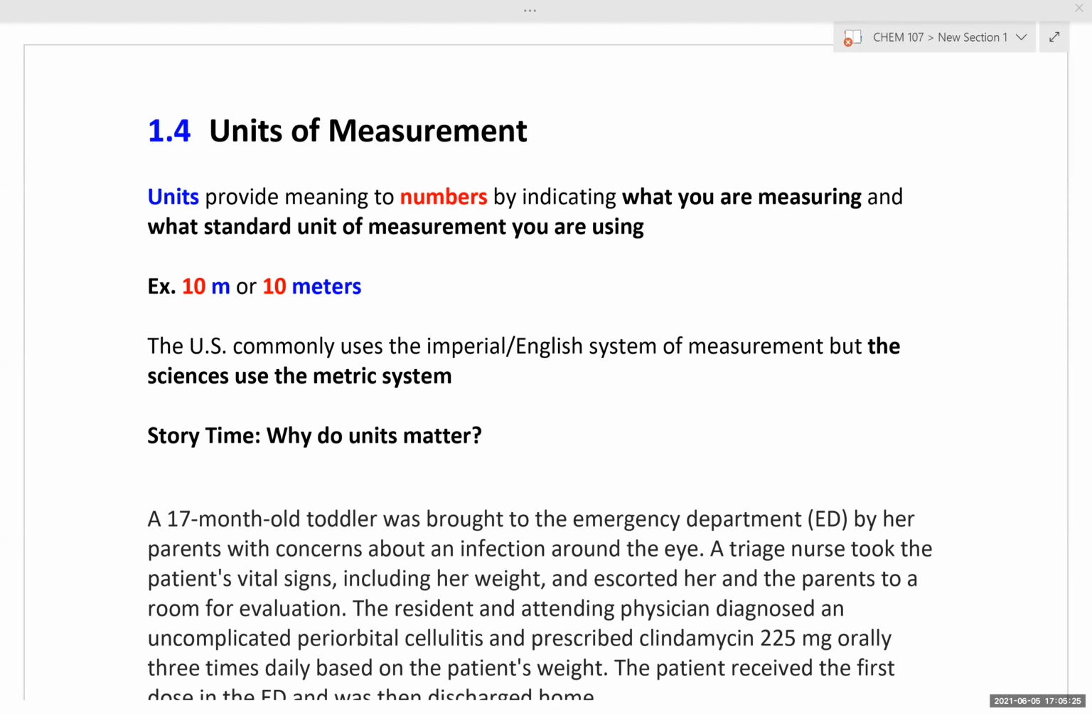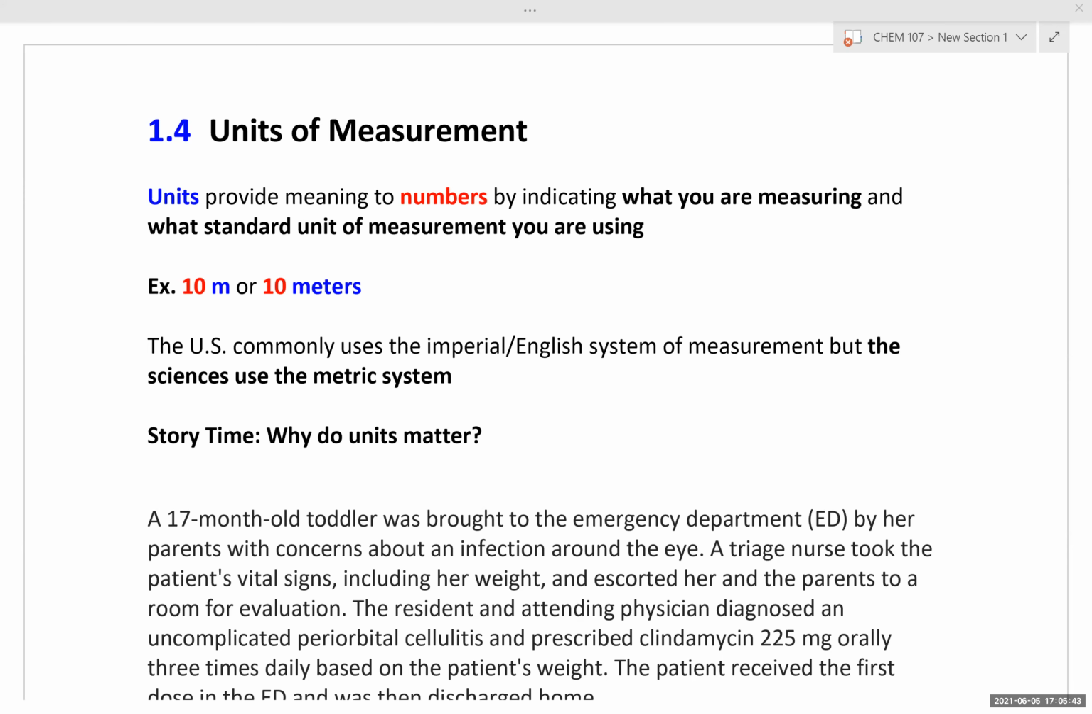So we talked previously about scientific notation and multiplying and dividing by powers of 10. What we're now going to talk about are units of measurement and unit conversions.